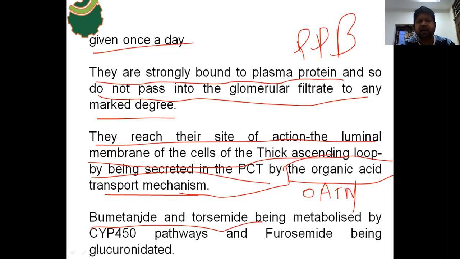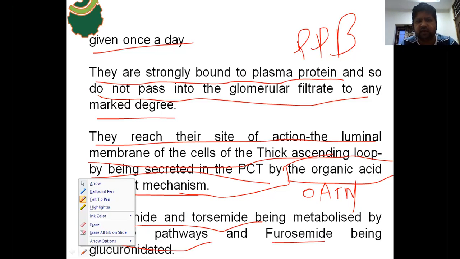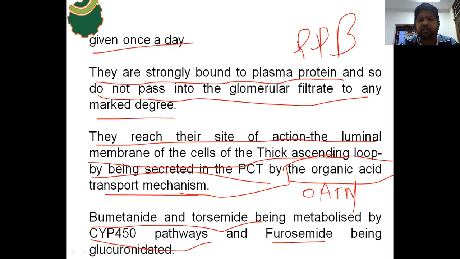Bumetanide and torsemide are metabolized mainly by the CYP450 pathway, that is phase 1 reaction. And furosemide directly undergoes phase 2, that is glucuronidation. You can see here, a drug can be metabolized by either phase 1 or phase 2. So bumetanide and torsemide are metabolized by phase 1, that is CYP450 pathways, and furosemide skips phase 1 metabolism and is metabolized mainly by glucuronidation or glucuronide conjugation.